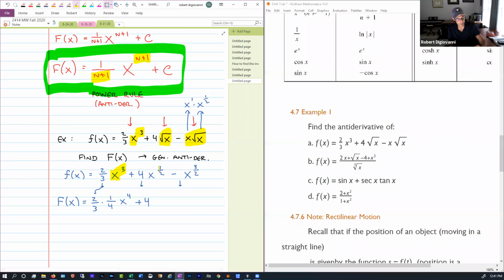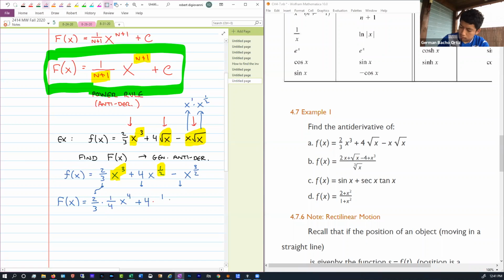Now the next one, I have a half here. So in the front, I'm going to put times 1 over, so n is a half, right? And we're supposed to, in the formula, do n plus 1. So what's 1/2 plus 1? 3/2. So 1 over 3/2, x to the 3/2.